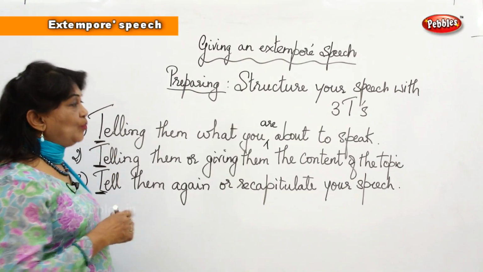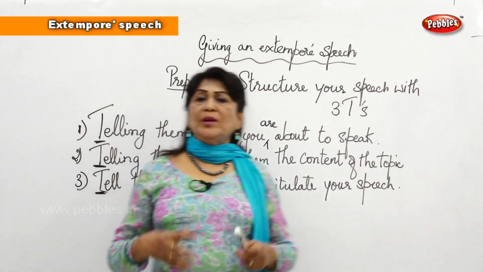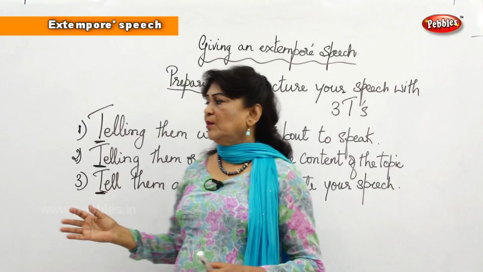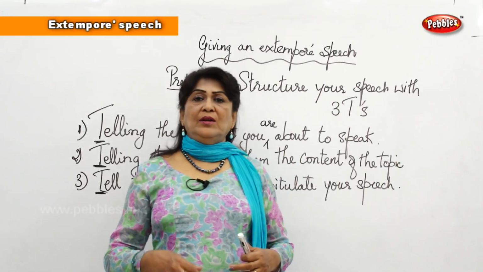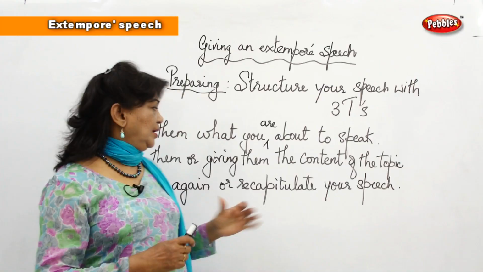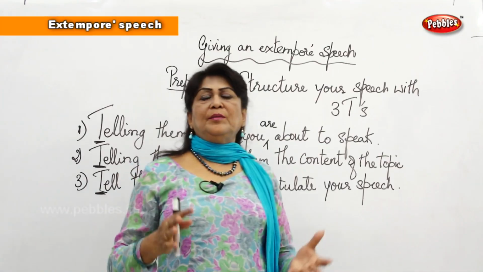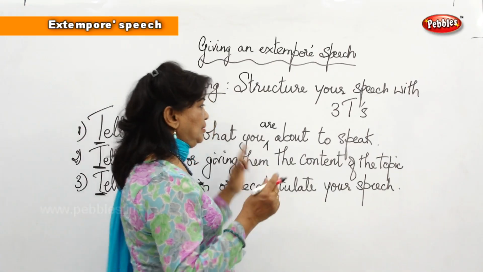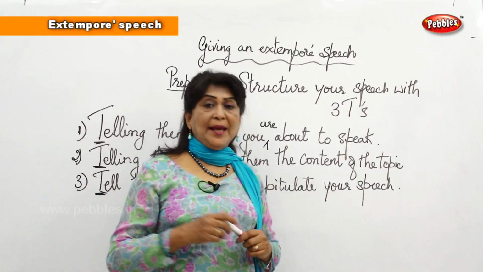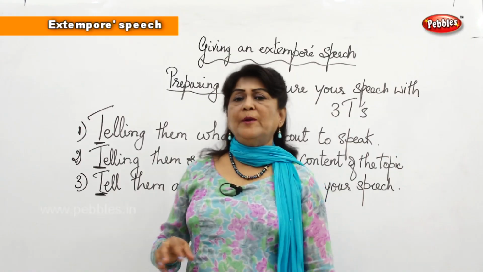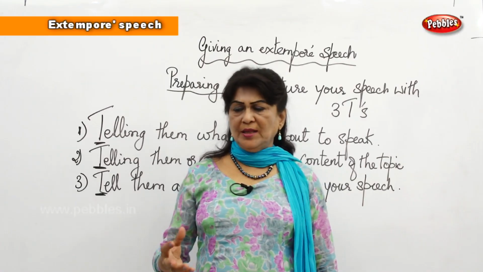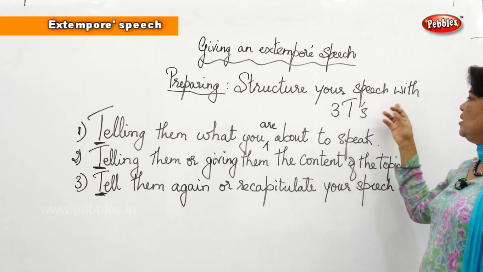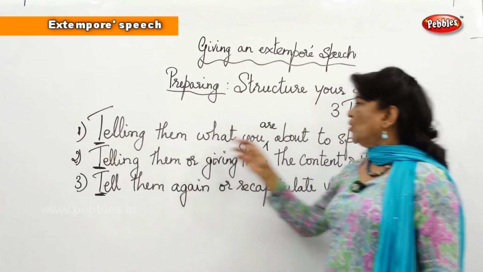Okay. Telling them what you are about to speak. Second one, telling them or giving them the full content, and the third point is telling them again, that is repeating the main points or recapitulating the main points of your speech. These 3 points are very important. Okay. And next we are going to see the basic things that you need to remember when you give a good extempore speech. So, first, preparing is structure your speech with 3 T's, telling them what you are about to speak.